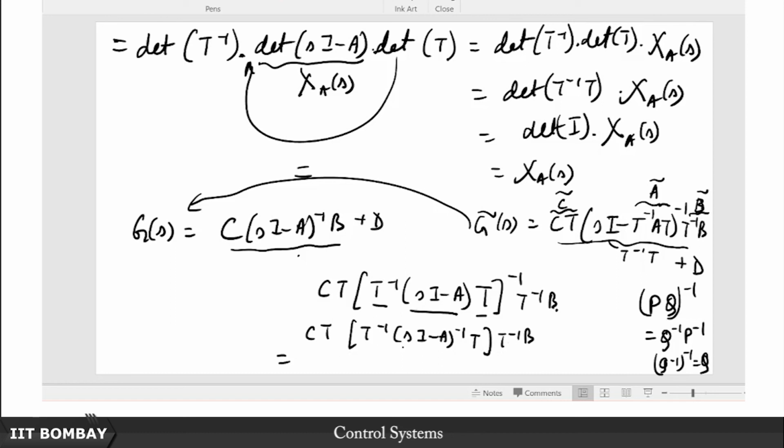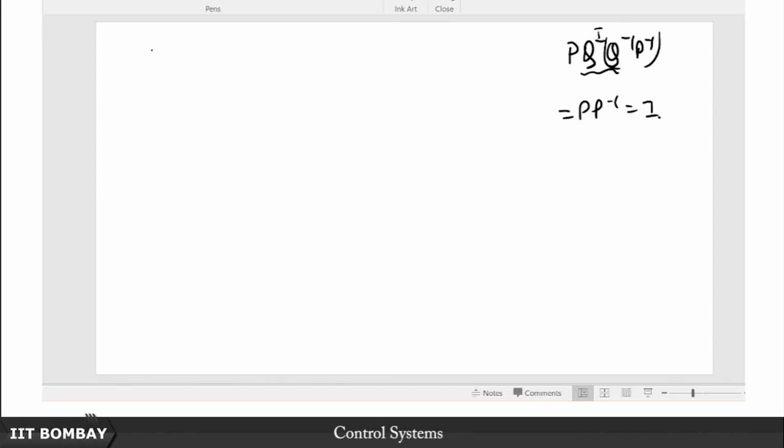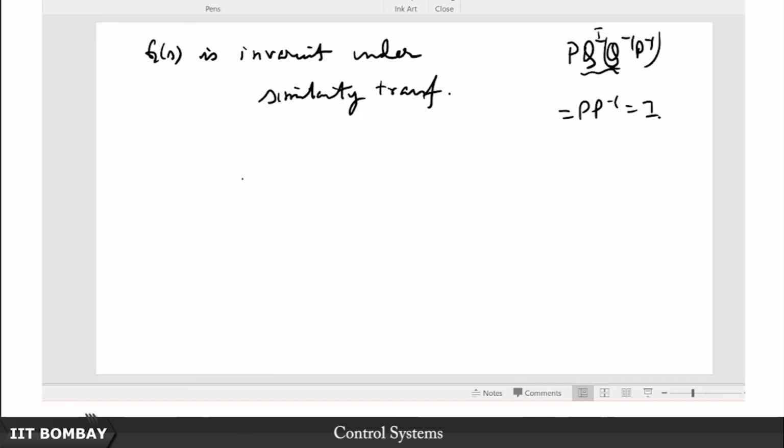But what is this? Now if I open up the brackets, you see this T and T inverse will combine to give identity, this T and T inverse will also combine to give identity. So I will be left with C times sI minus A inverse times B. Of course then this turns out it is equal to G. I started with G tilde and I got back G. So basically then I have shown you that G(s) is invariant under similarity transformation. So that is also another crucial and important bit.